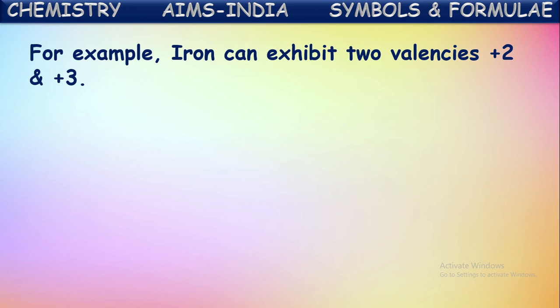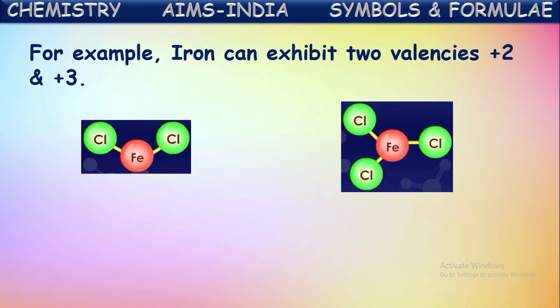Let us do an example here. For example, iron can exhibit two valencies, plus 2 and plus 3. Okay, see here, iron combined with two chlorine atoms here. Each chlorine atom valency is 1, so iron valency becomes 2. And here, three chlorine atoms are combining with iron. So, iron valency in this compound is 3. Now, in this way, the same iron exhibits two different valencies. Now, how to name these two different ions? That's what we are going to see.